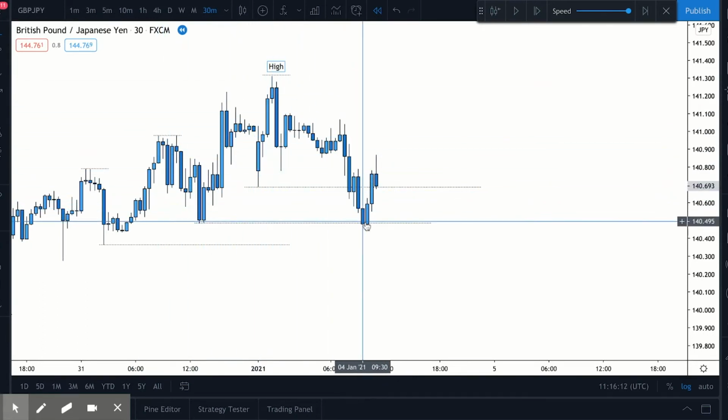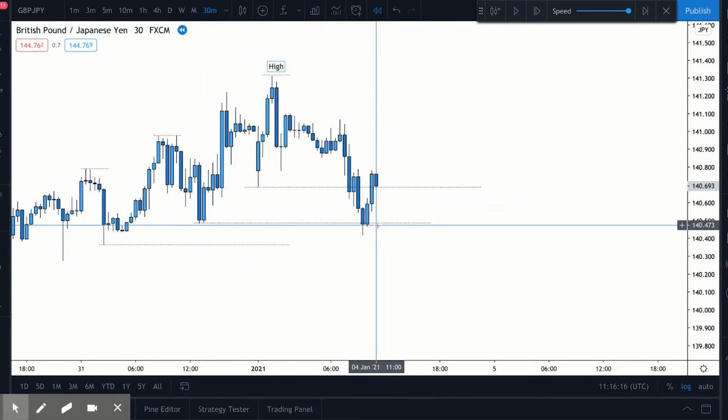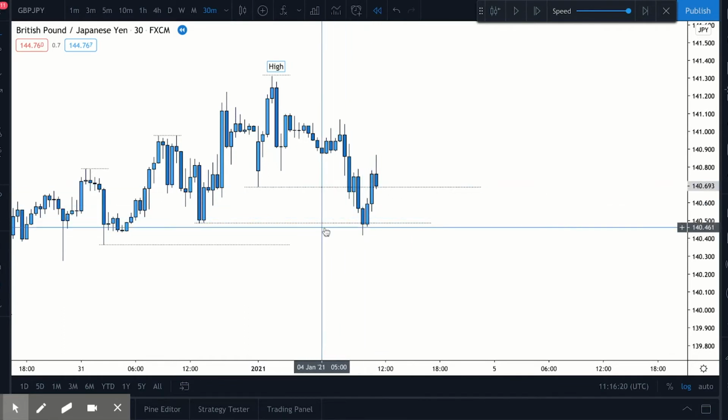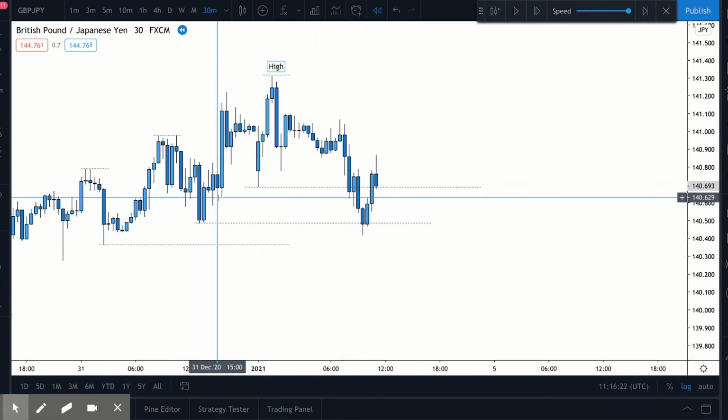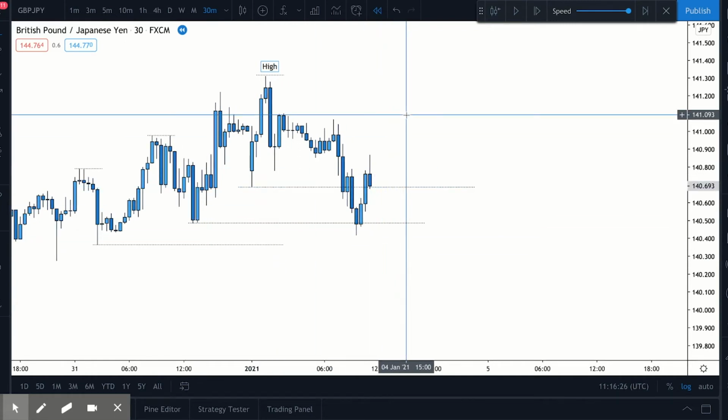Now we formed a lower low. Now what we've also done is push through this previous structure as well. It's only by a bit, but what this shows us is that the selling pressure is strong in the market now, and these previous structure points are willing to give way. So this is where the trend reversal opportunity really comes in.